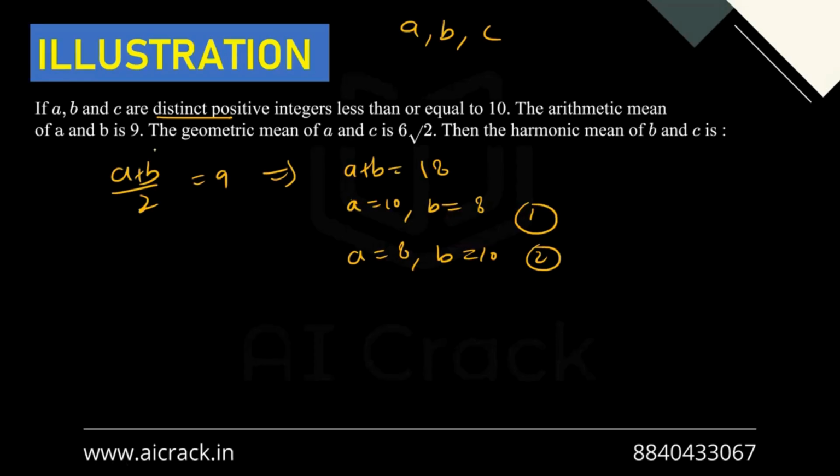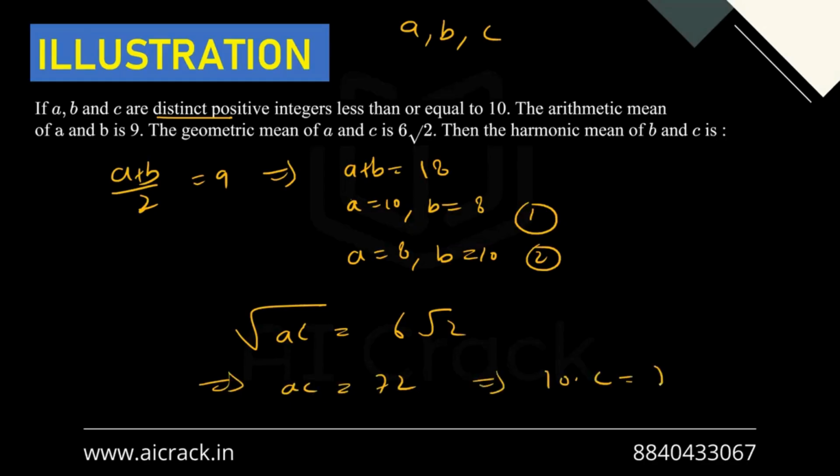Now let's talk about the second condition. Geometric mean between a and c is 6 root 2. That means under root ac equals 6 root 2. We square them and get ac equals 72. Now if we take the first case, a equals 10, we get 10 times c equals 72, which means c equals 7.2. That's not possible because we need integral values. So that's not possible.